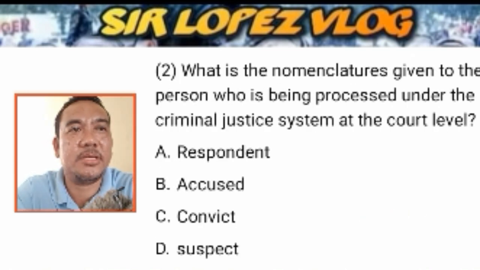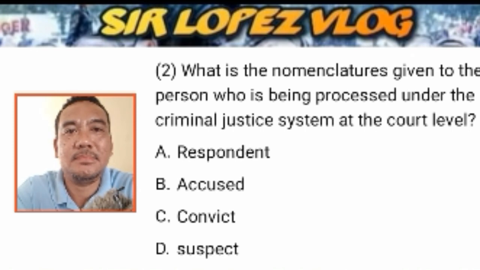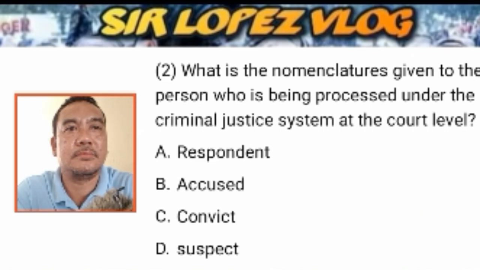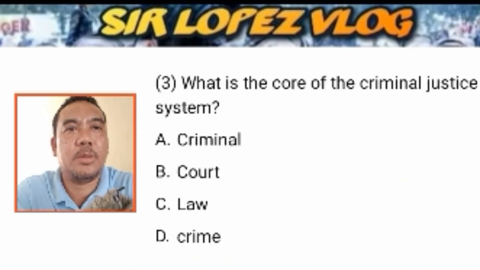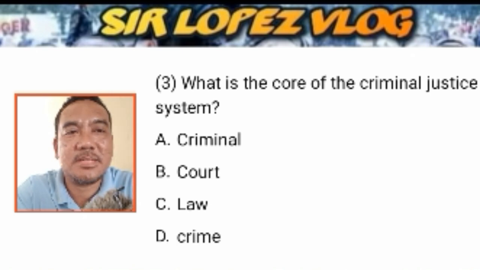What is the nomenclature given to the person who is being processed under the criminal justice system at the court level? A, respondent. B, accused. C, convict, or letter D, suspect. Number 3. What is the core of the criminal justice system?